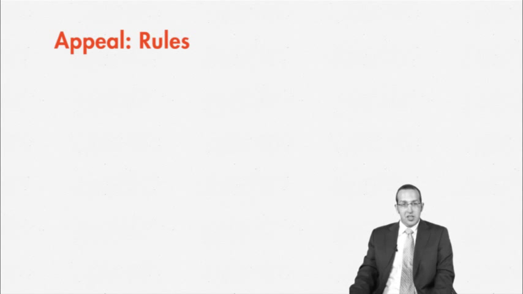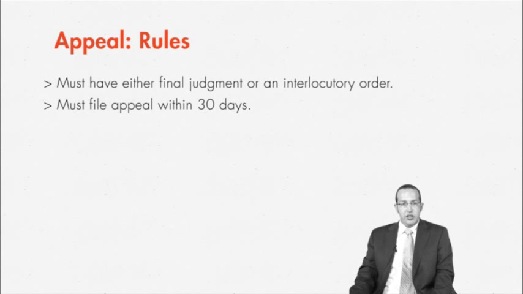So you lost your motion to dismiss, your motion for summary judgment, your motion for judgment as a matter of law both before and after the jury verdict. And your judge refused to grant you a new trial. Now what? Well, of course, you can appeal. In general, in order to appeal, you must have either a final judgment or an interlocutory order. We'll discuss each in turn.